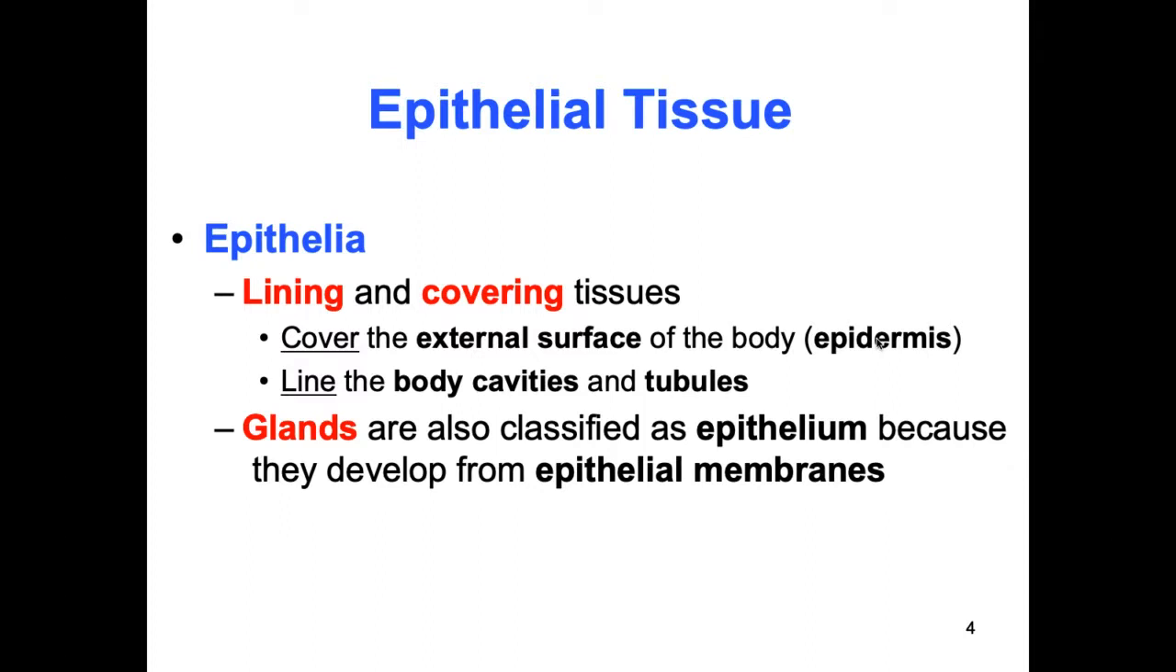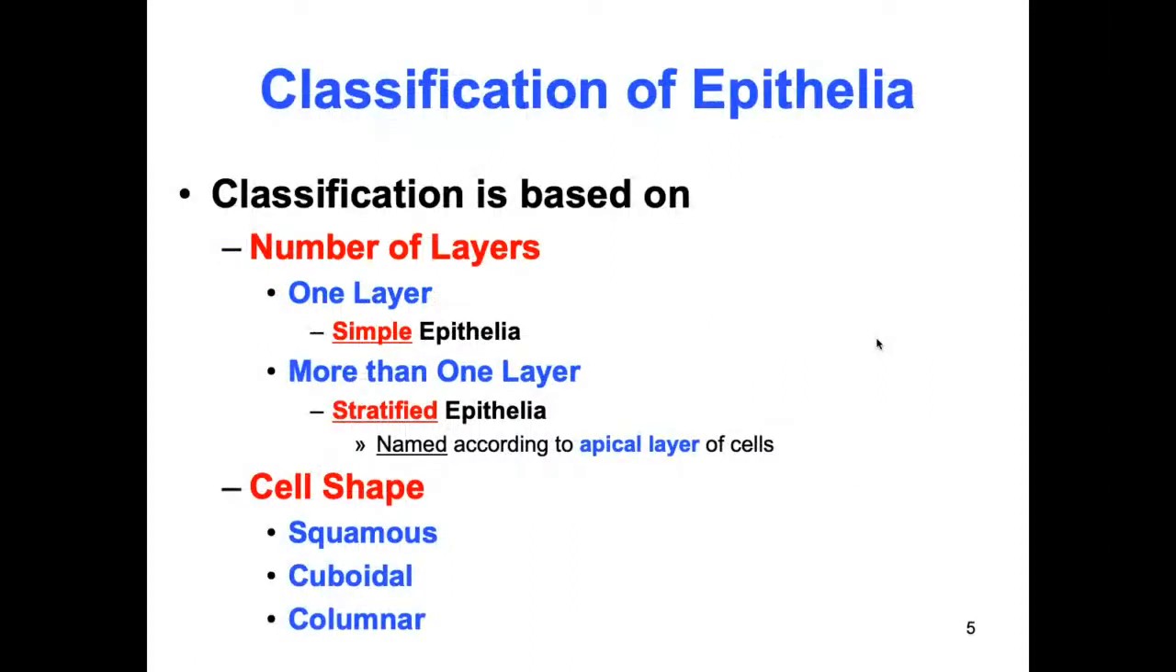Okay? And glands. Glands are classified as epithelium because they develop from epithelial membranes. So sweat glands and oil glands and wax glands and mammary glands, right? These are all specialized types of epithelium.